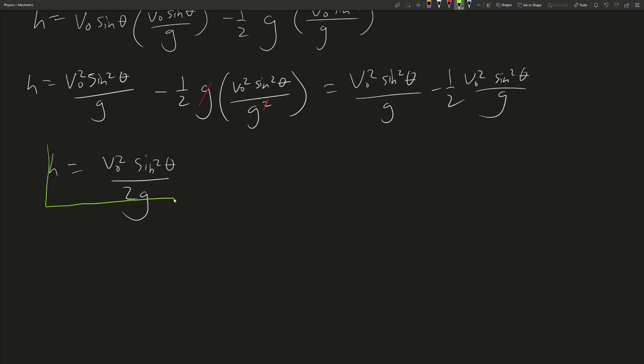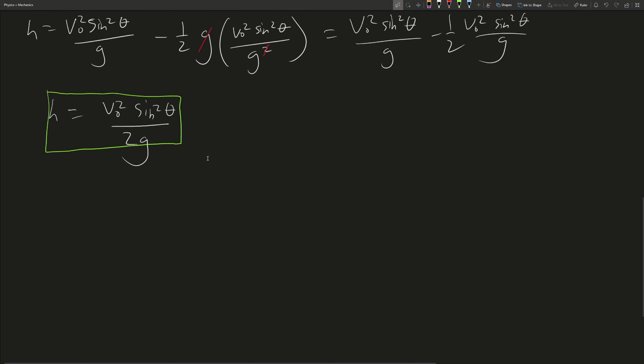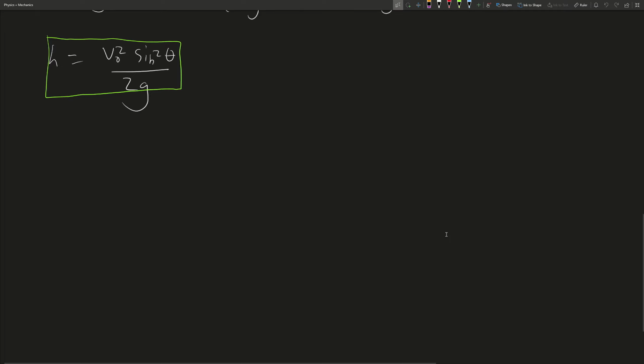One thing to notice from this equation is that the maximum height a projectile reaches is only dependent on its initial y velocity and the gravitational acceleration, which means that its initial x velocity does not impact its maximum height, which makes sense because its initial x velocity does not affect its motion in the y direction.